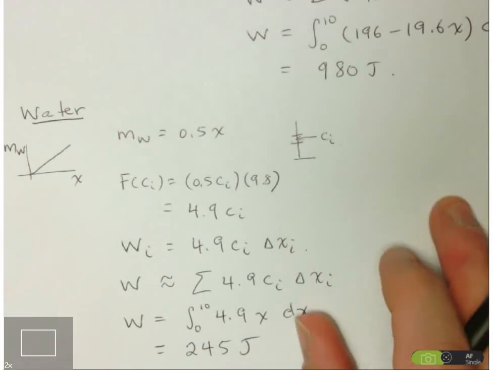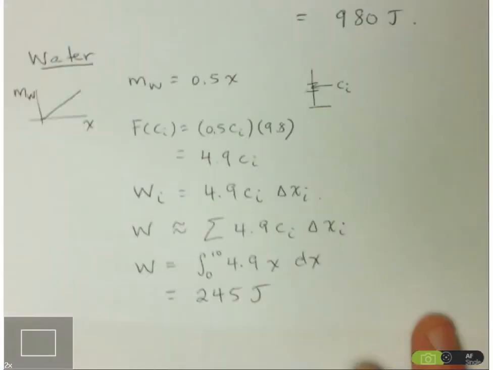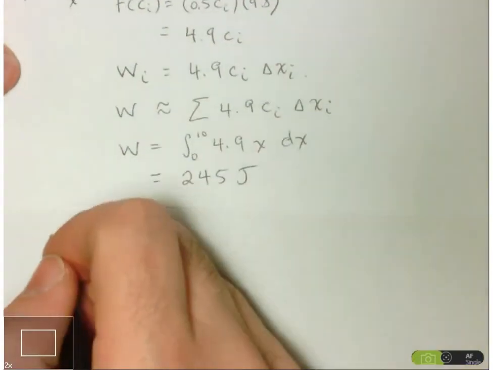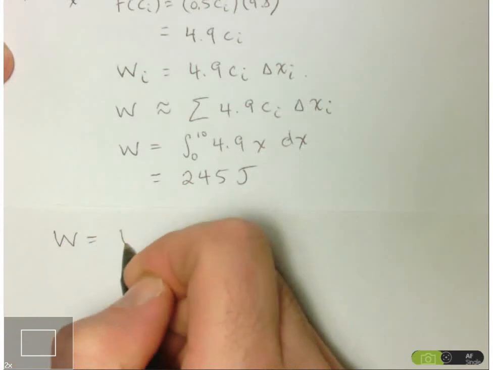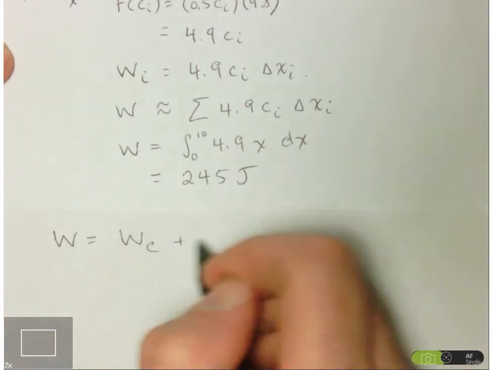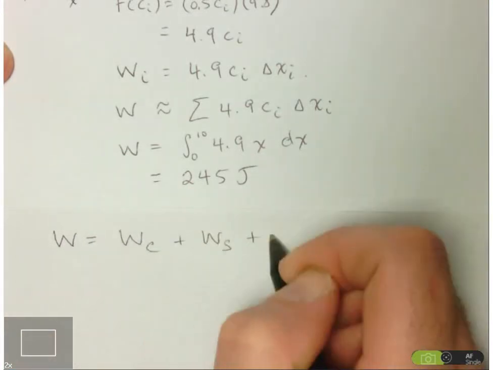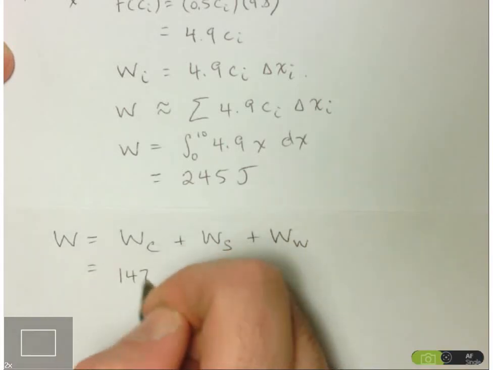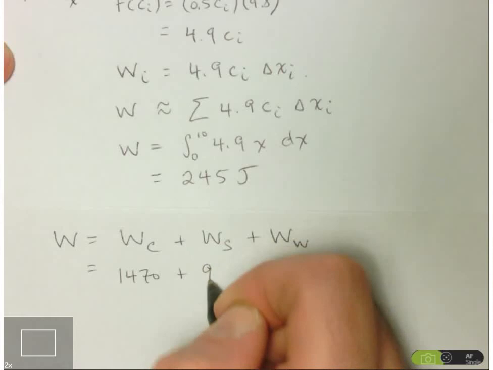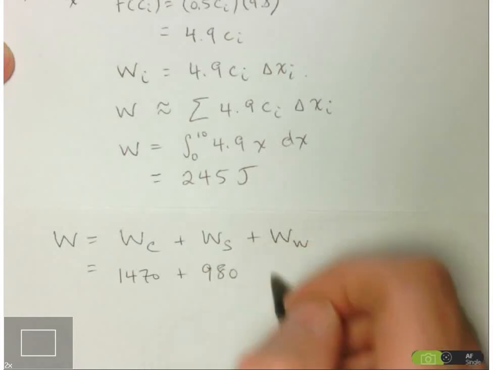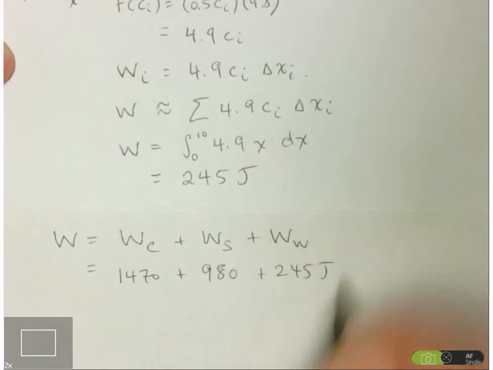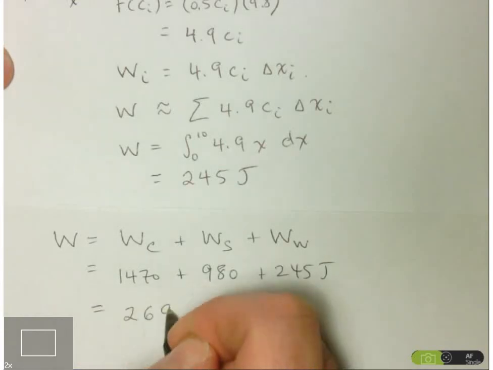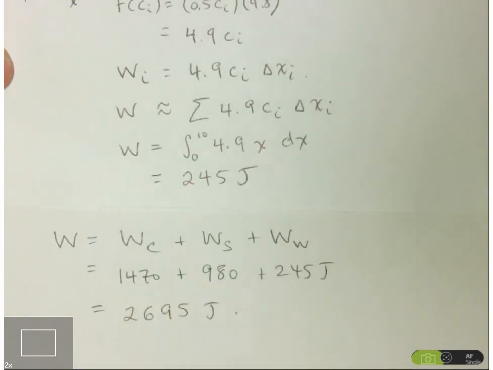Now let's calculate the total work required. The work will be the work for the container plus the work for the sand plus the work for the water, so we've got 1,470 joules plus 980 joules for the sand plus 245 joules for the water, giving us a total of 2,695 joules to complete this task.